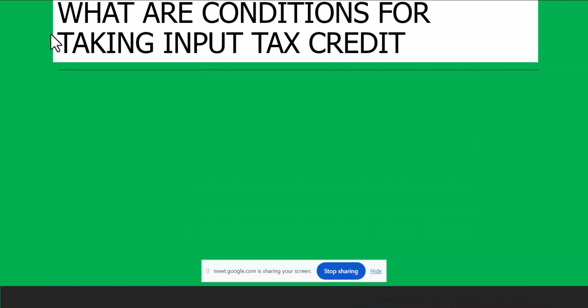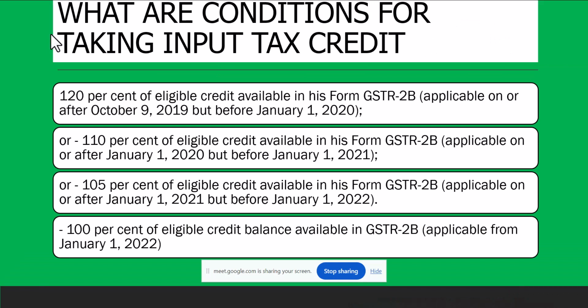Yes, sir. So if you focus only on the last box, 100% of the eligible credit balance available in GSTR 2B, applicable from January 1, 2022. The 3 boxes before this belong to the previous era; that time is over. Now, whatever 100% balance is in GSTR 2B, which is auto populated, you are eligible only for that credit. Okay? And it should also be eligible.